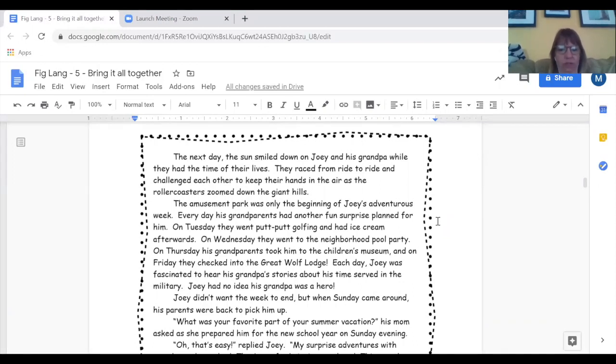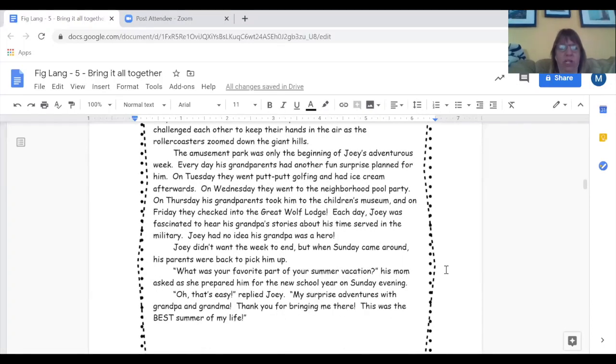On Thursday, his grandparents took him to the Children's Museum. And on Friday, they checked into Great Wolf Lodge. Each day, Joey was fascinated to hear his grandpa's stories about the time he served in the military. Joey had no idea his grandpa was a hero. Joey didn't want the week to end, but when Sunday came around, his parents were back to pick him up. What was your favorite part of your summer vacation? his mom asked as she prepared him for the new school year on Sunday evening. Oh, that's easy, replied Joey. My surprise adventures with Grandpa and Grandma. Thank you for bringing me there. This was the best summer of my life.